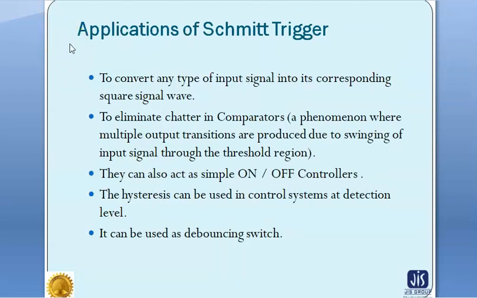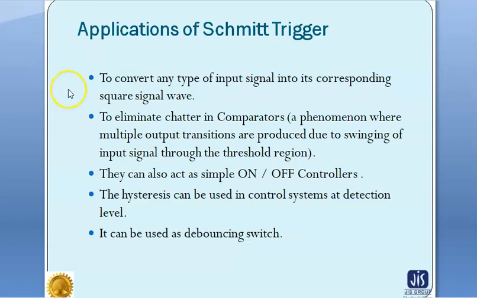Now the applications of the Schmitt trigger. It is used to convert any type of input signal into a corresponding square wave. It can convert any type of input signal, whether a sinusoidal, triangular, or sawtooth signal, or also a noisy signal, into a smooth, clear square pulse.